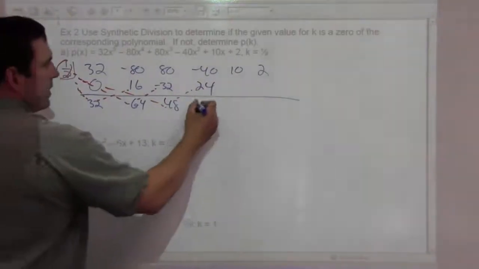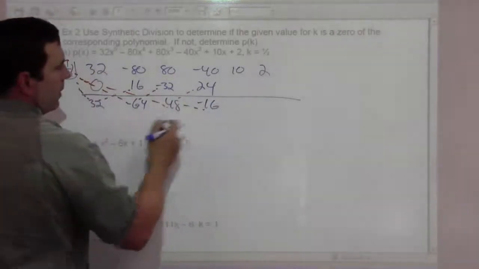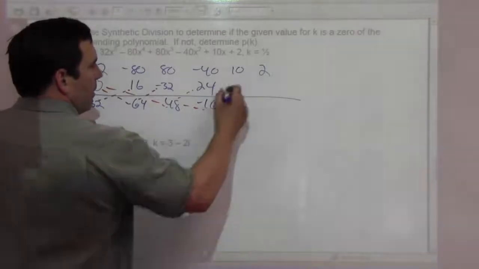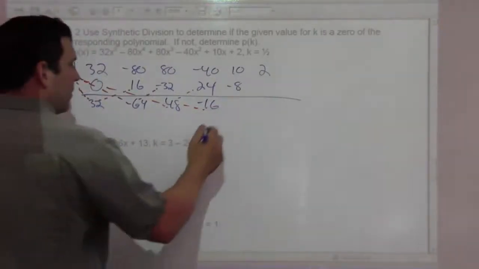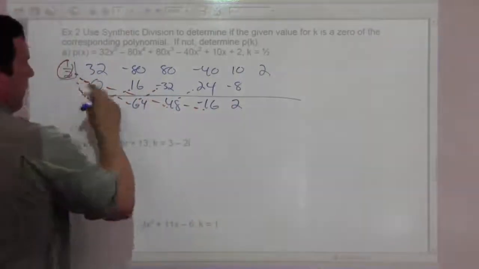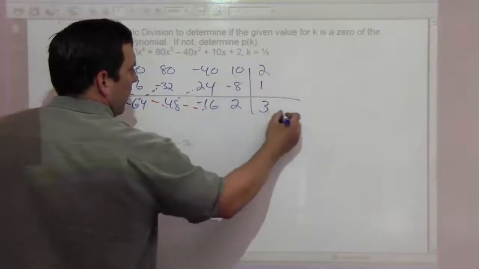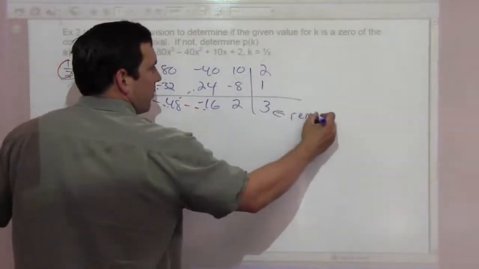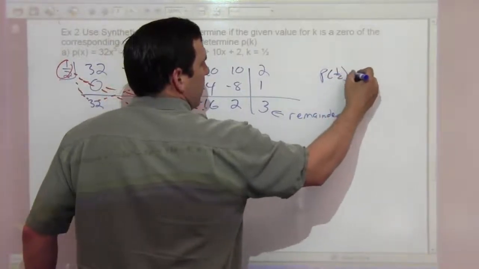Negative 40 and 24 is negative 16. Half of negative 16 is our negative 8. So we get 2 from that. Half of 2 is 1. Well, 2 plus 1 is 3. This is the remainder. So p of 1/2 equals 3.